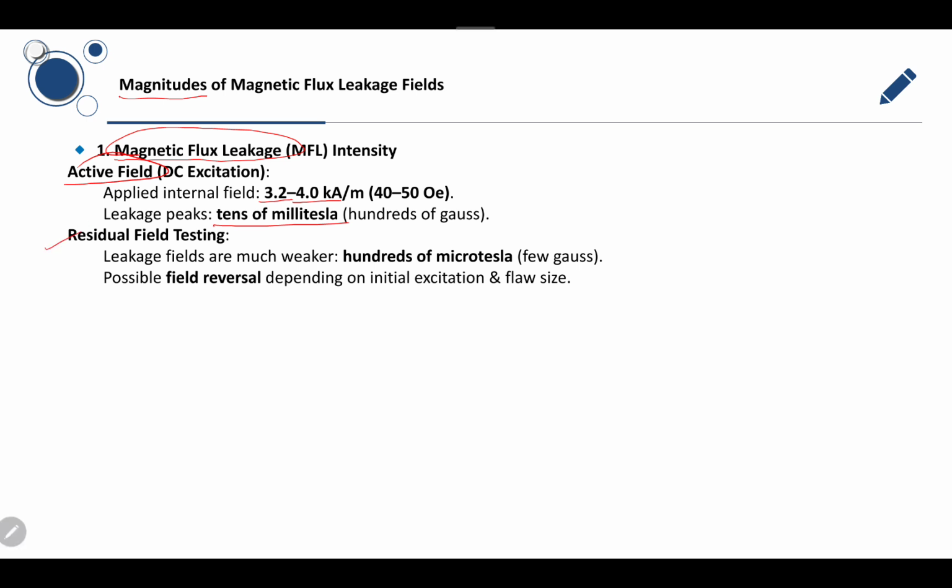Next one is, in residual field testing, the leakage fields are much weaker, often only hundreds of microtesla. This makes detection more challenging and requires more sensitive probes. Interestingly, there can be possible field reversal depending on the initial excitation and the size of the flaw.